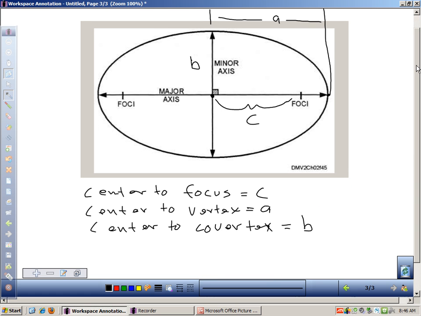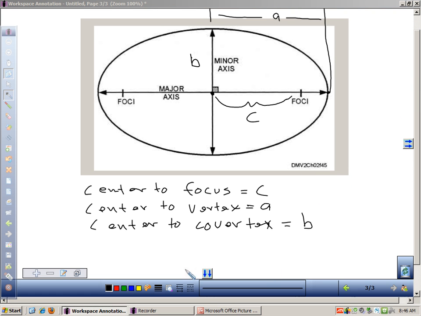And one important relationship with an ellipse is that A squared equals B squared plus C squared. And this is true for any ellipse.